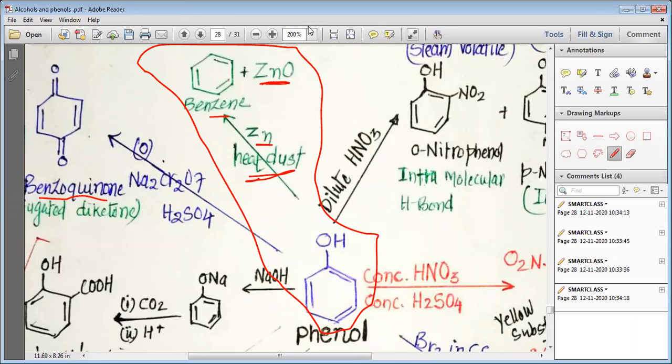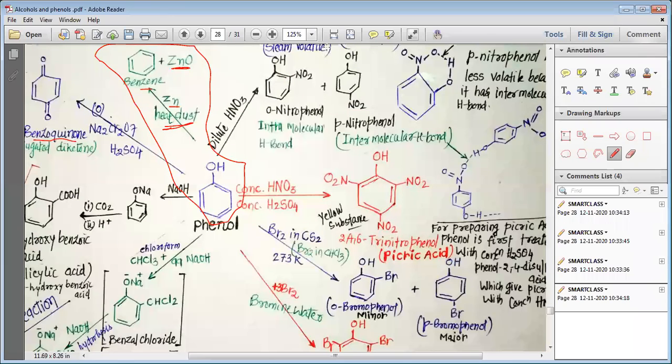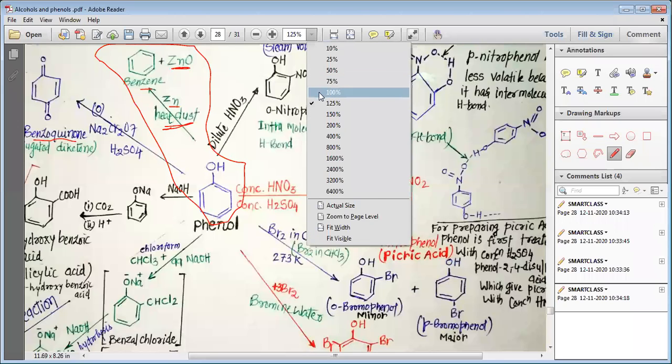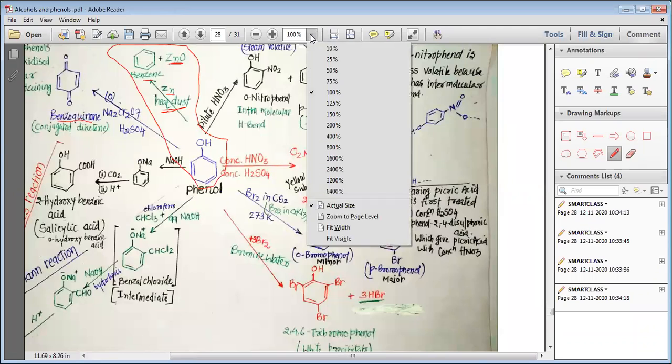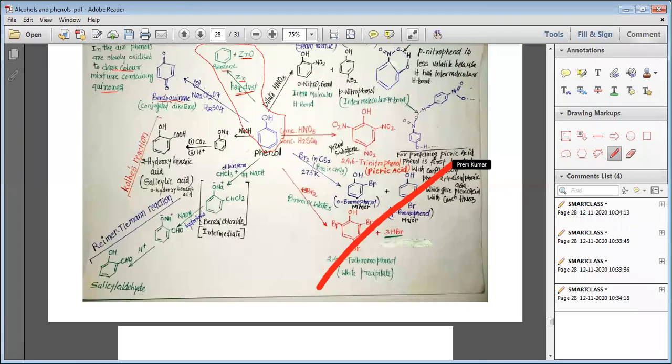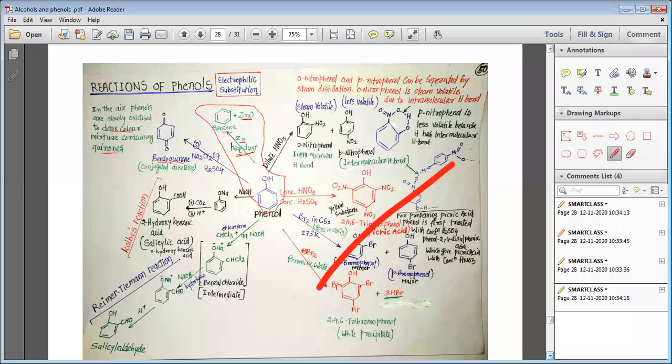So this is how, my dear students, we can see all the reactions of phenol simultaneously now. You can see on your screen that you have all the reactions of phenol present. Prem, please remove this shade that you have created.